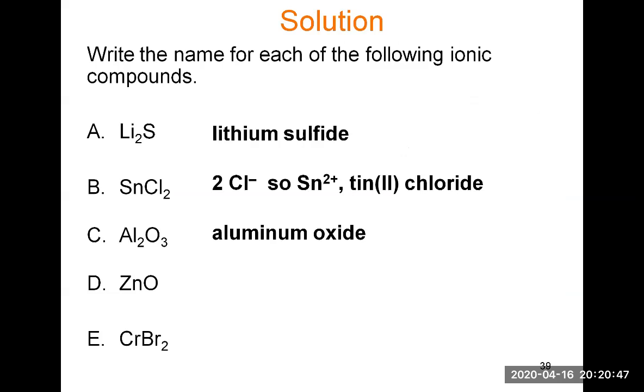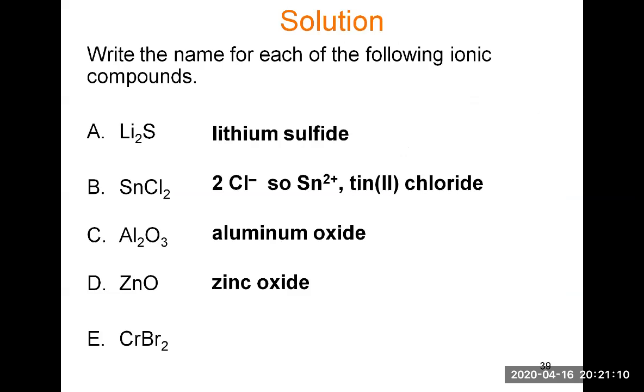So zinc is 2+ because it's an exception. And so we don't need to use the Roman numeral. And O is the oxygen, and as an ion, it's the oxide. So it's going to be called zinc oxide.